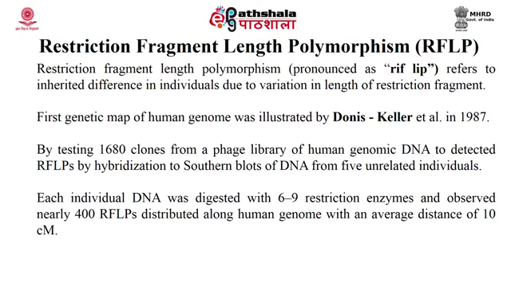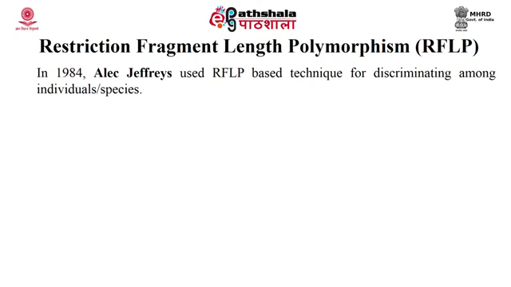Each individual's DNA was digested with 6 to 9 restriction enzymes, and nearly 400 RFLPs were observed, distributed along the human genome with an average distance of 10 cM. In 1984, Alec Jeffreys used an RFLP-based technique for discriminating among individuals and species.